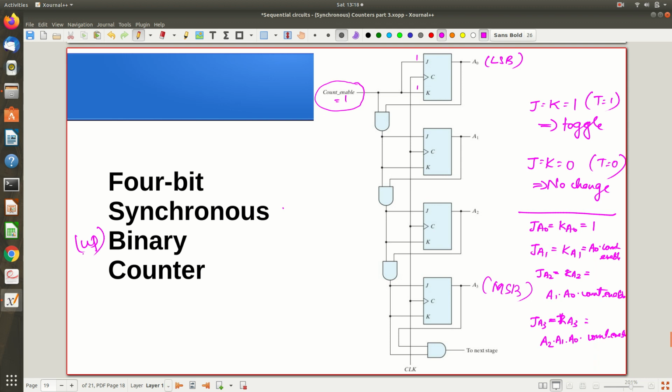So just think about a down counter, and after that think about a counter which can do both up counting and down counting, say using a single circuit, right?